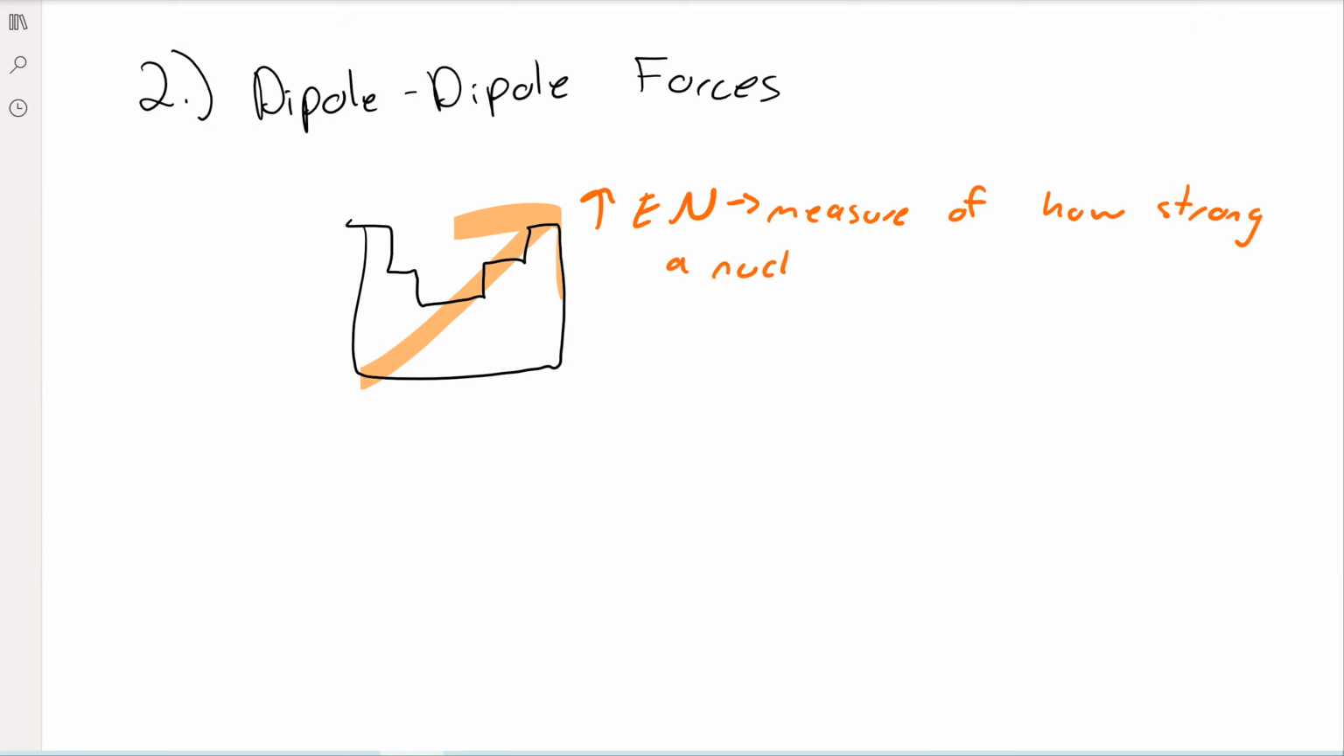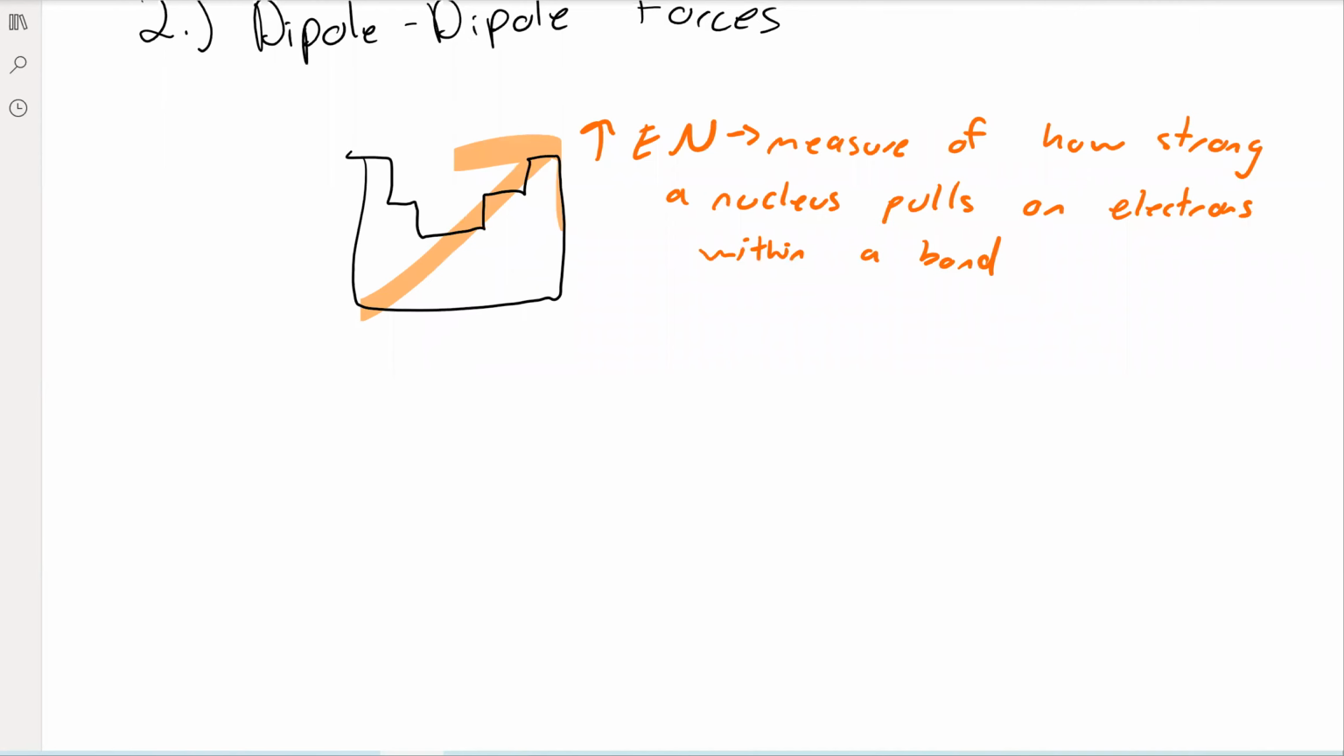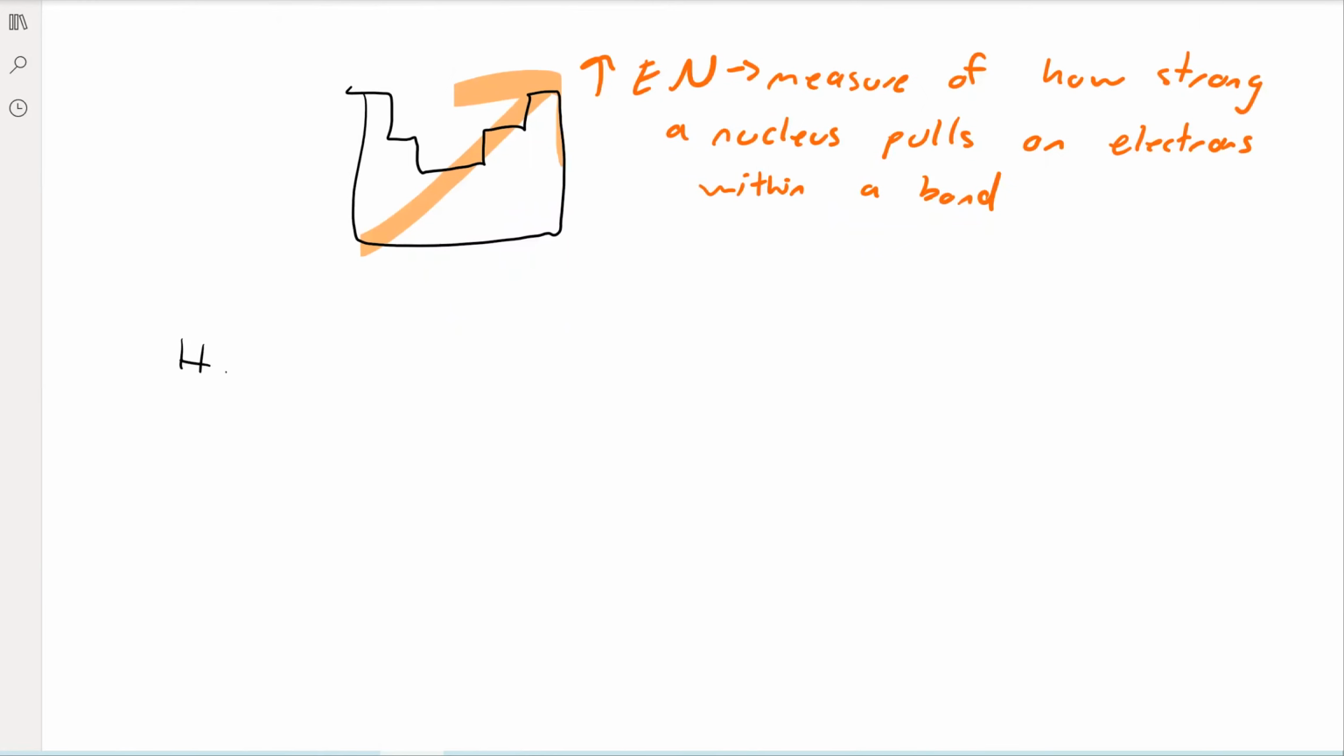a nucleus pulls on electrons within a bond. So, for example, if we have this molecule right here, formaldehyde, we have this carbon-oxygen bond. We've got a bond between carbon and oxygen, and if you think about the periodic table, the oxygen is more electronegative than that carbon.